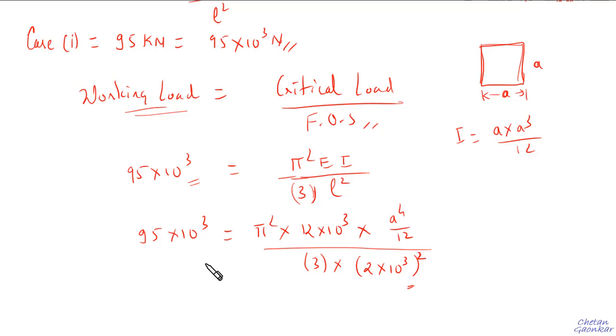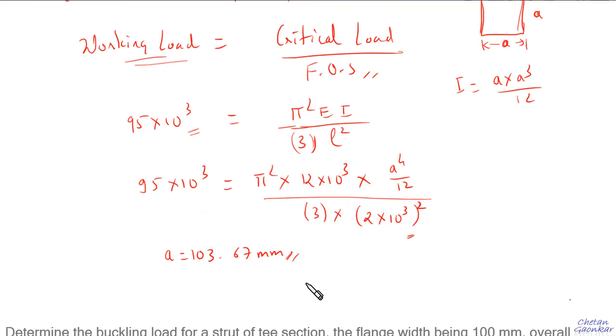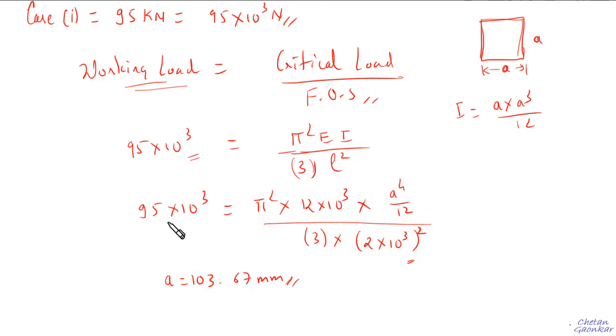Now if you solve all this, if you put it in a calci and then calculate all this, you will find the value of A to be around 103.67 mm. Now from Euler's critical load formula, we are getting this as A to be 103.67 mm. Let us check how much is the dimension if we just test it for a crushing load.